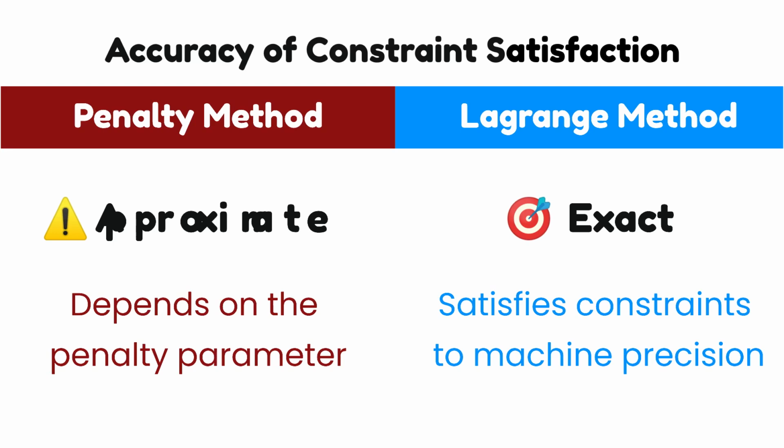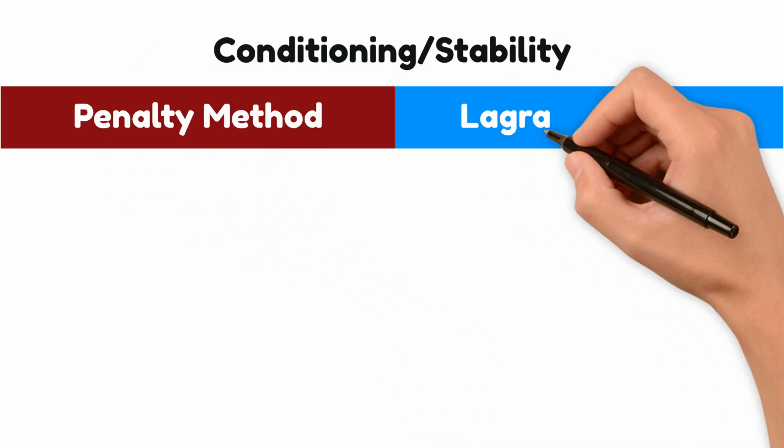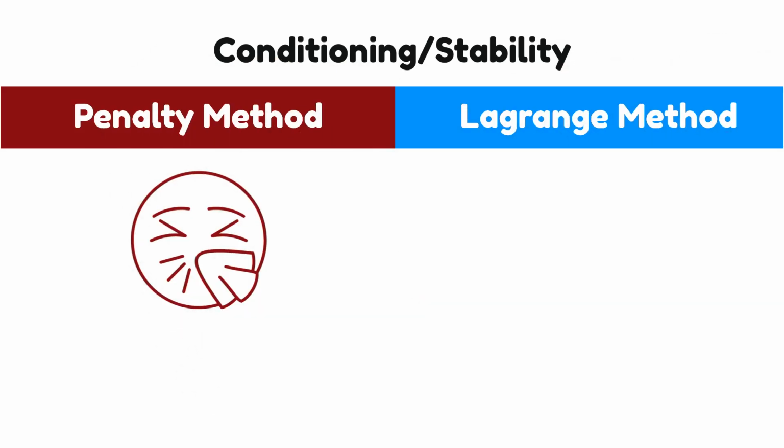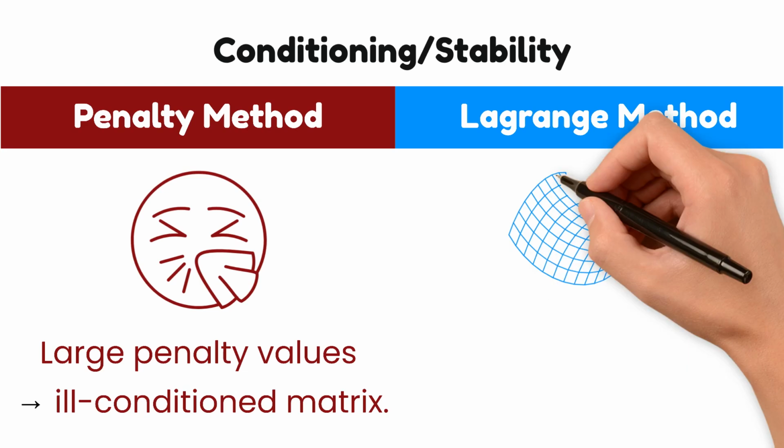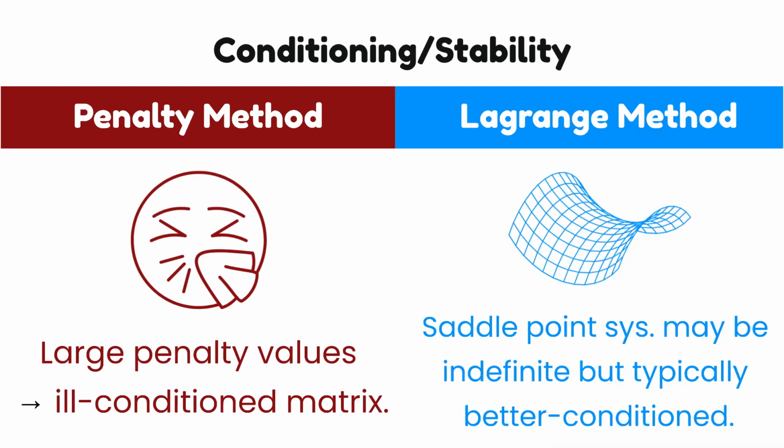No compromises there. When we use large penalty values, the penalty method can make the system matrix ill-conditioned. This can cause numerical instability or slow convergence. The Lagrange method, however, forms what's called a saddle point system. That means it has both positive and negative eigenvalues. It may be indefinite, but it's usually better conditioned and more stable in practice.